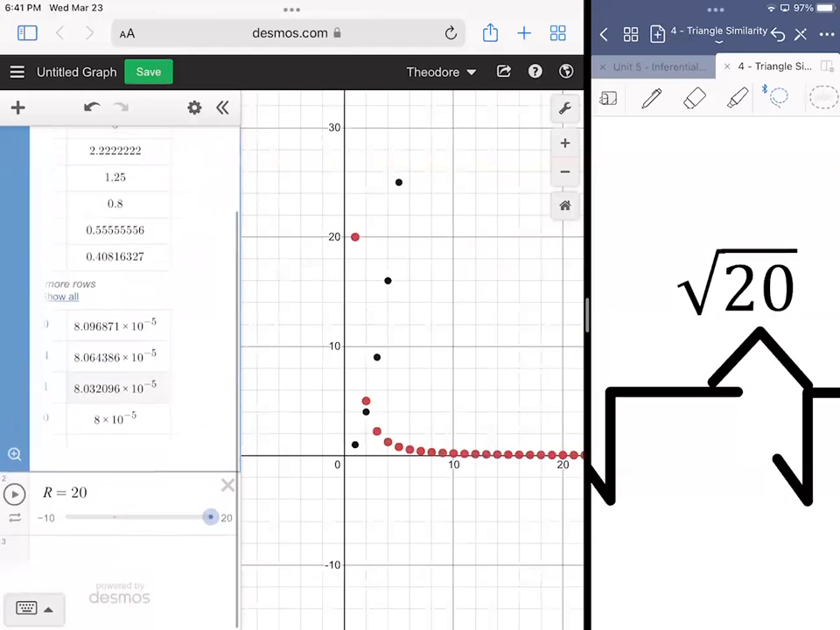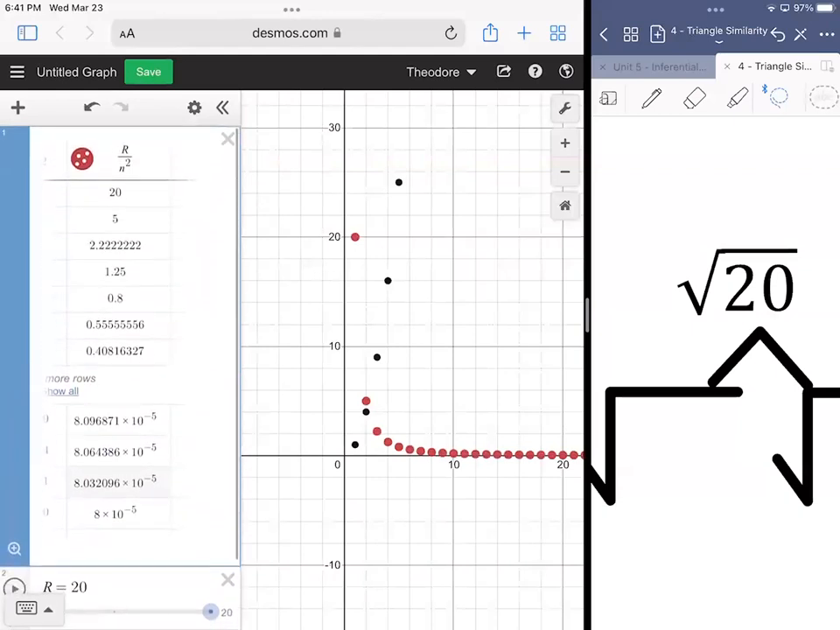The benefit of doing this is it'll produce the same list that we just had, except now I have a slider. And that slider is really useful because now I can change the value of R and it'll change the whole value of the table.